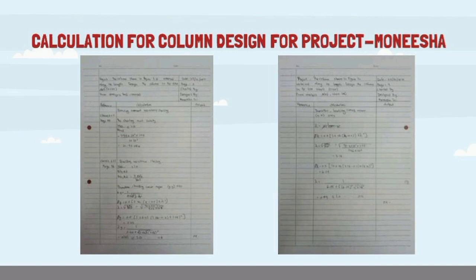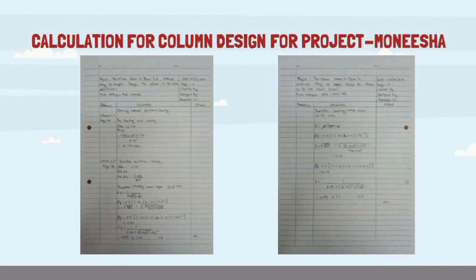Lambda equals square root AFy over NCR equals square root 90.4 times 10 squared times 275 over 706 times 10 power of 3 equals 1.88. Phi equals 0.5 bracket 1 plus 0.21 bracket 1.88 minus 0.2 plus 1.88 squared close bracket equals 2.44. Chi equals 1 over 2.44 plus square root 2.44 squared minus 1.88 squared equals 0.181, less than or equal to 1.0. Okay. Output okay.